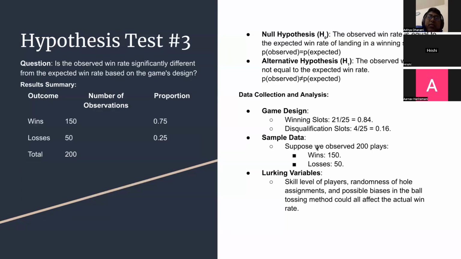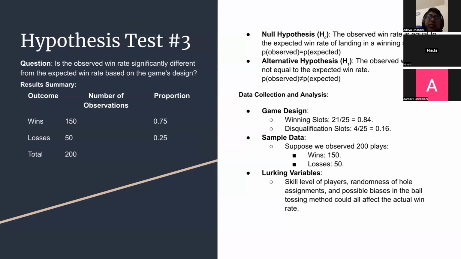So for our hypothesis test number 3, our question was, is the observed win rate significantly different from the expected win rate based on the game design? And our null hypothesis was the observed win rate is equal to the expected win rate of landing in a winning slot. And the alternative hypothesis was the observed win rate is not equal to the expected win rate.